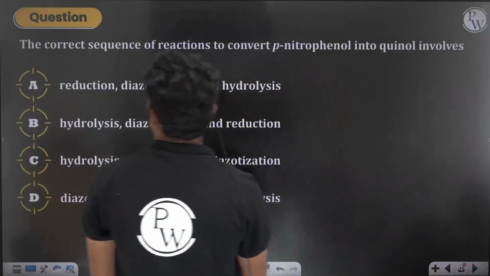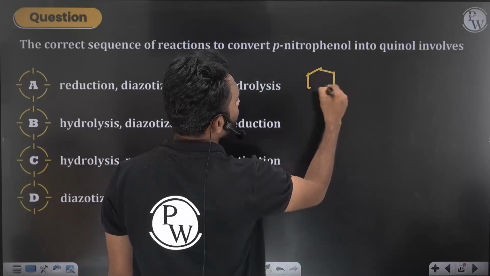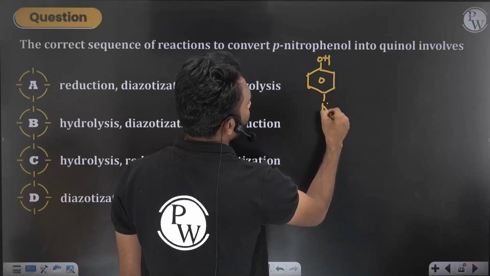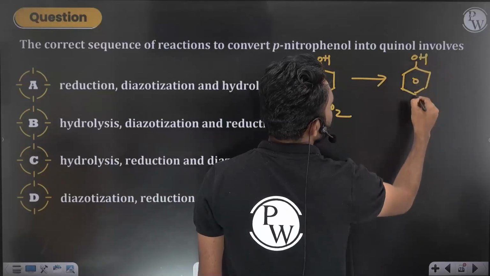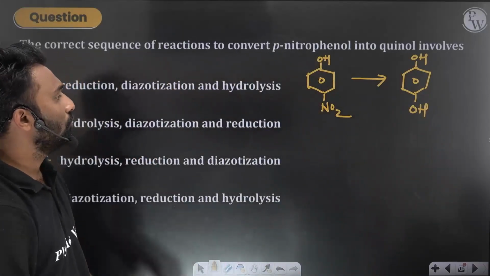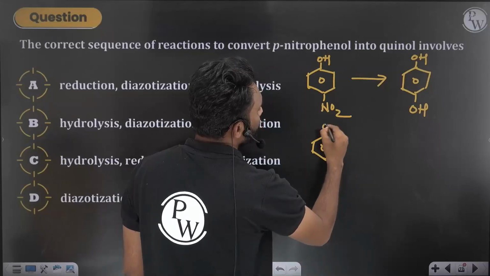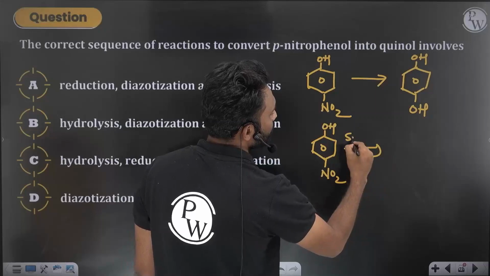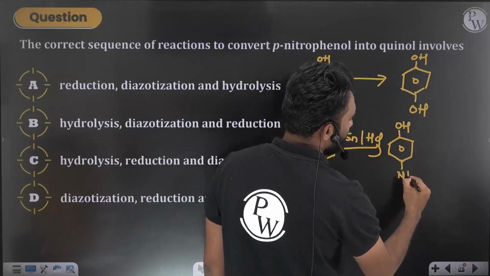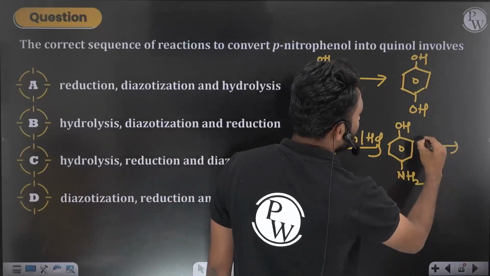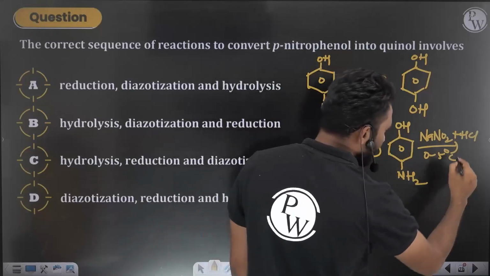Next. Now the correct sequence of reactions to convert p-nitrophenol to quinol. He is asking about p-nitrophenol. This is p-nitrophenol, and this is quinol. What process do we have to do to convert it into quinol? First we have to do the reduction, Sn in the presence of HCl. It will convert NO2 into the aniline. Now aniline, with NaNO2 plus HCl at 0 to 5 degrees, will be converted by diazotization.